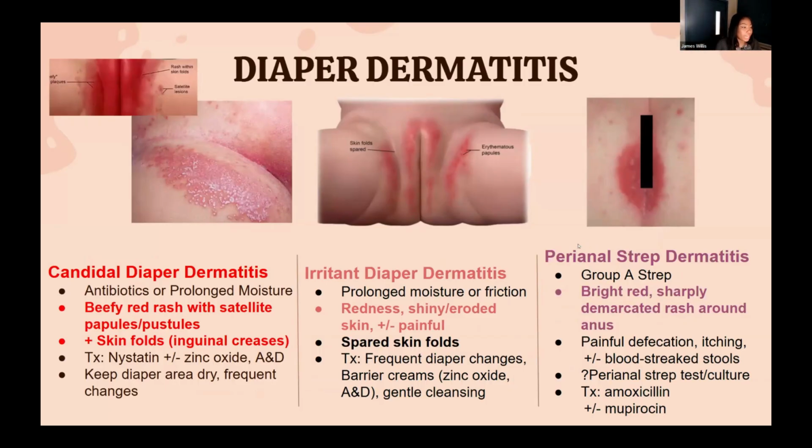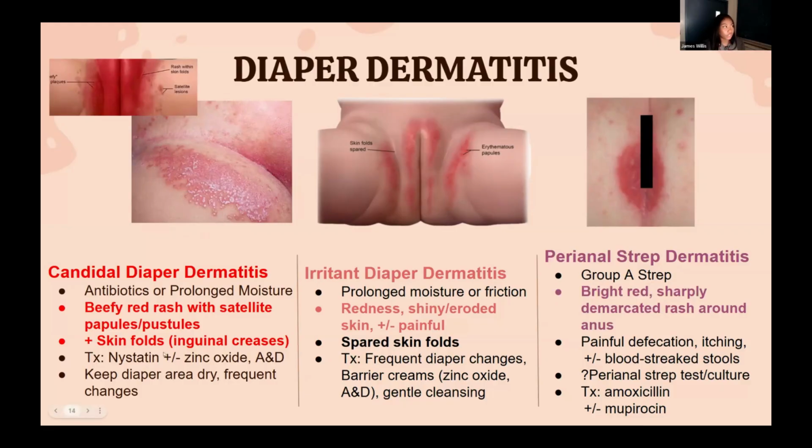So candidal dermatitis, you can get that from prolonged moisture, baby sitting in the diaper for about 10, 12 hours, not being changed, or recent antibiotic use. So you're looking for this beefy red rash with satellite lesions, which are these little papules, pustules around. And here you can see that it's within the skin folds. And that's what differentiates the candidal from the regular irritant diaper dermatitis.